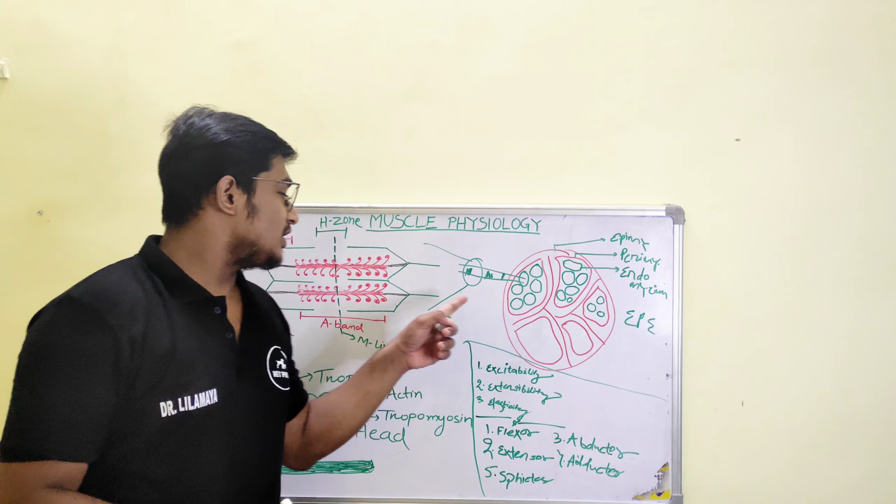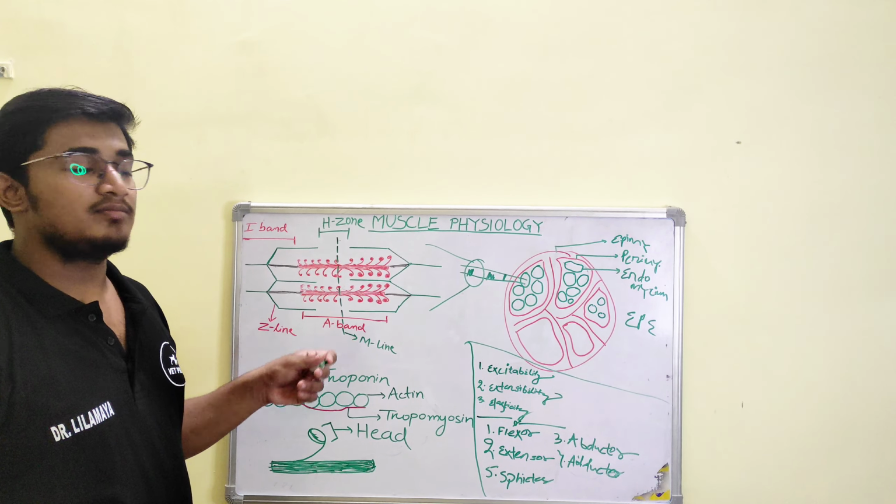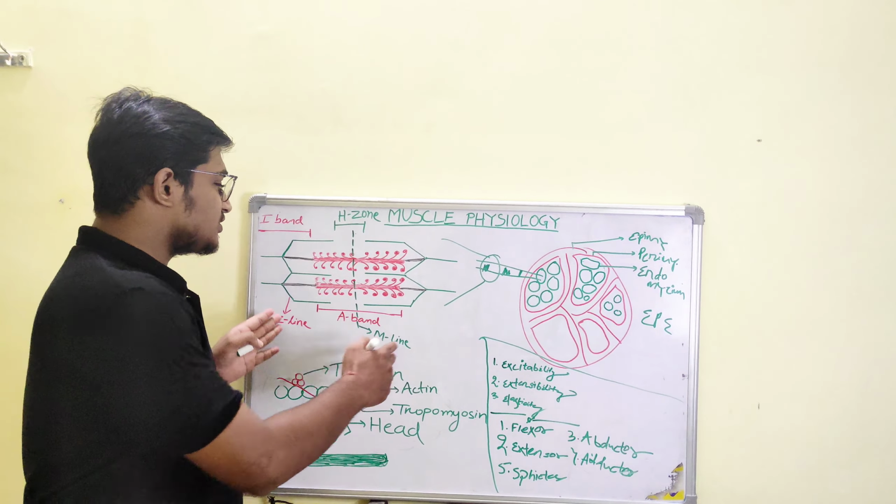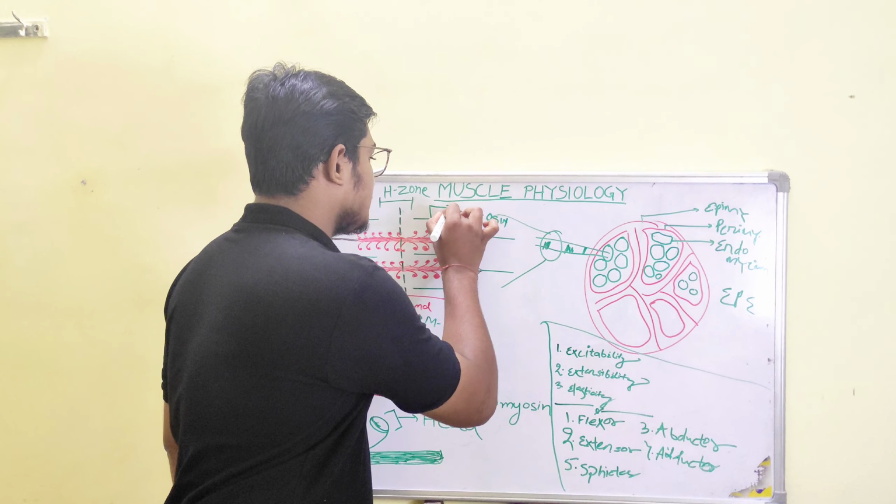After that, we will focus on the ultrastructure of the muscle, the sarcomere. First of all, this portion is the myosin portion, and this portion is the actin. This is the elastic fiber. This is the myosin, and this portion is the actin portion.